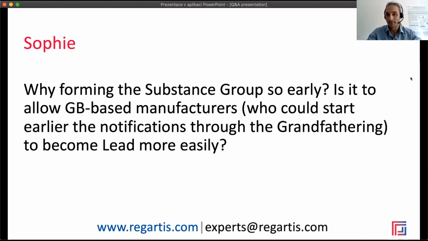My assumption would be that the UK authorities want to establish the substance groups as soon as possible to leave as long time for the potential co-registrants, as long time as possible. Because we all know the discussions can get lengthy. 2 years for the substances which need to be registered in the highest tonnage band, above 1,000 tons per year. 2 years can fly really quickly. So my assumption is that the UK authorities really want to establish the substance group as early as possible.